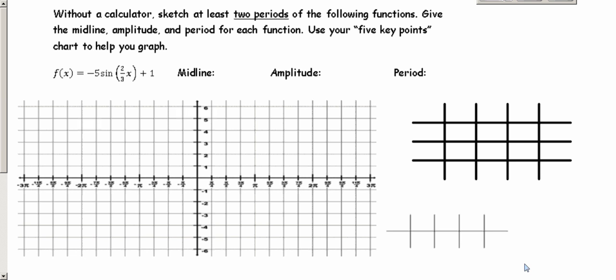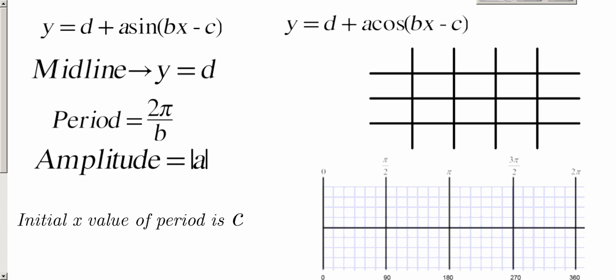Hello friends, this is a quick video to help you transform a basic trig function. So I want to start by going back to the things we've learned about the trig function. In the general form, we have four variables here that affect what happens.